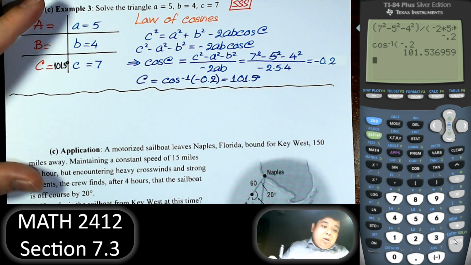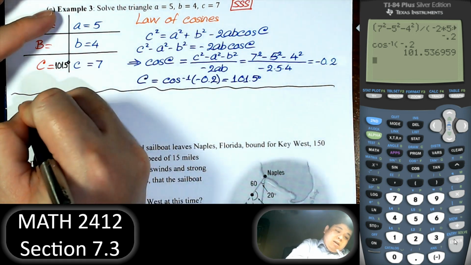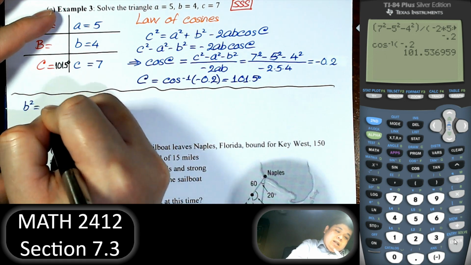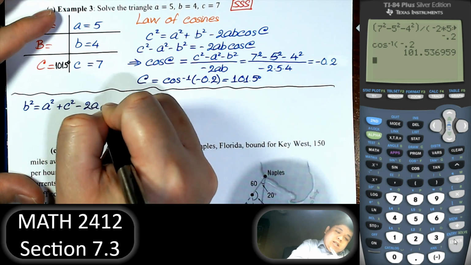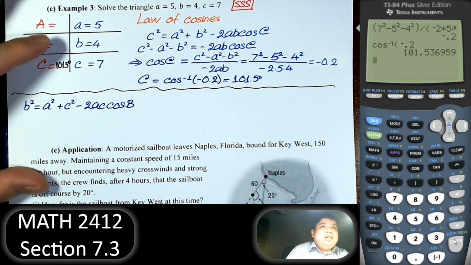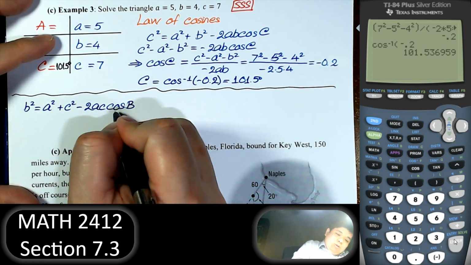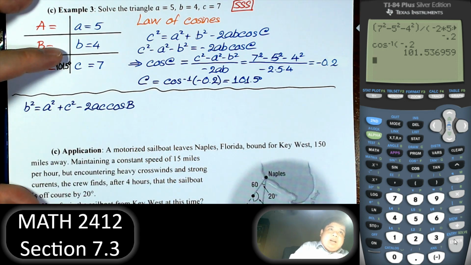Right. So again, we keep rolling with law of cosine, but this time let's go with b squared equals a squared plus c squared minus 2ac cosine b. Alright. And then to solve for cosine b, subtract the other two and divide by negative 2ac.